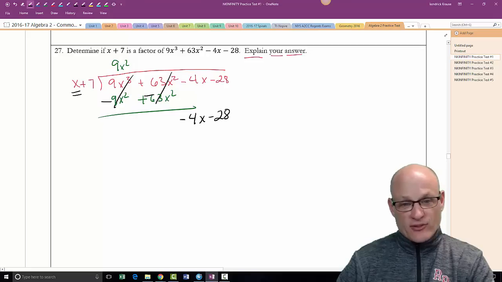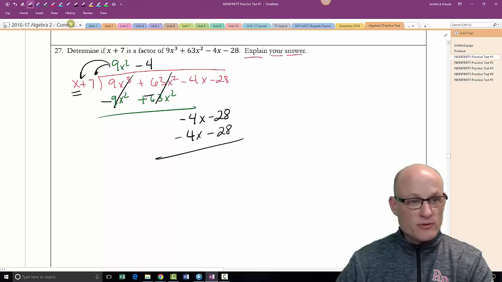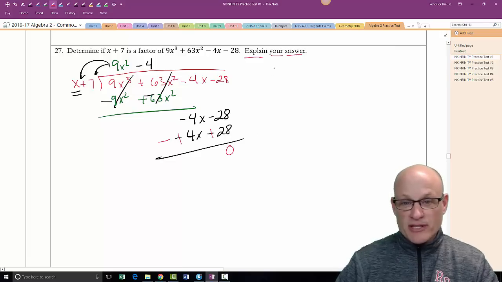How many times does x go into minus 4x? Minus 4. Multiply by both. I get negative 4x squared minus 28x. Grab another pen. Subtract, which turns this into a plus, and this turns into a plus, and we get 0. And so you have to explain yourself.